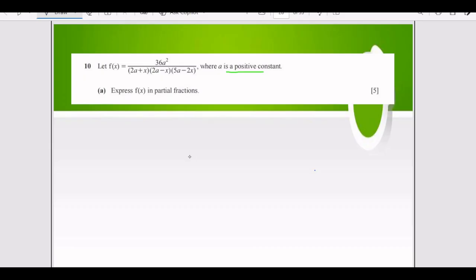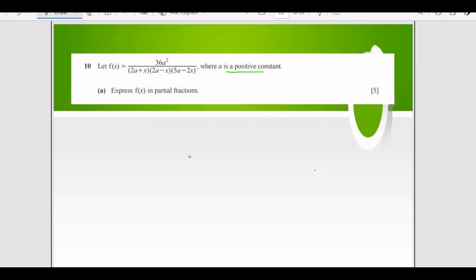Okay, so we have another question here. Let f(x) equal 36a squared over (2a plus x)(2a minus x)(5a minus 2x), where a is a positive constant. As you can see, we have another constant here, which is a. We do not have the definite value, but we will follow the same procedure for that.